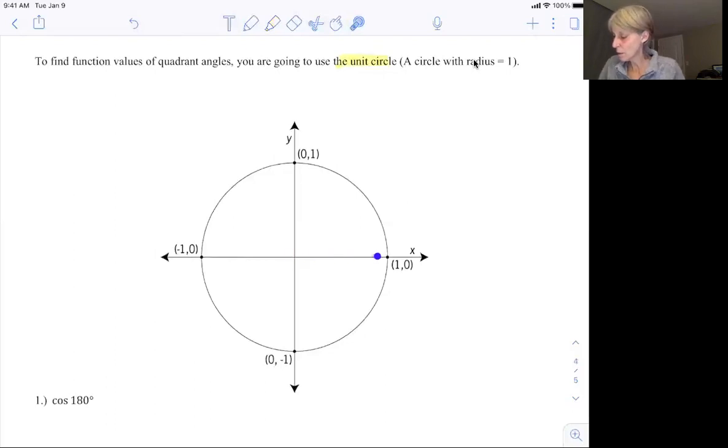If we go out 1 unit from the origin, we know clearly we have these points. We also know this is our 0. This is 90 degrees or pi over 2. These are our quadrant angles. They break up our quadrants. This is pi or 180. And this is 3 pi over 2 or 270. Again, these are quadrant angles.